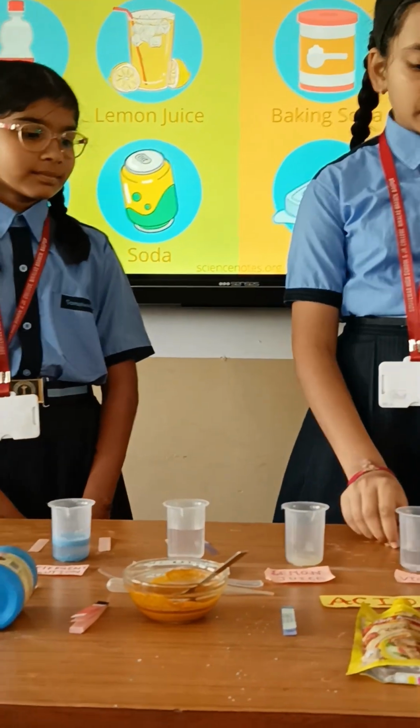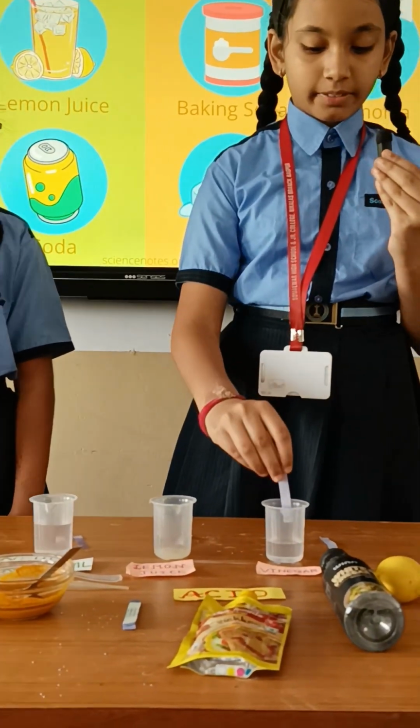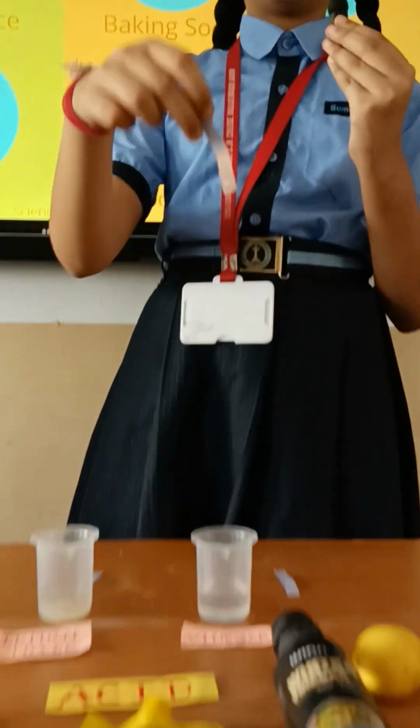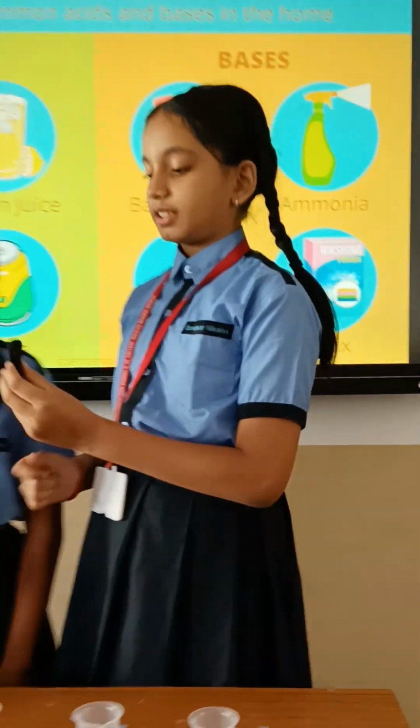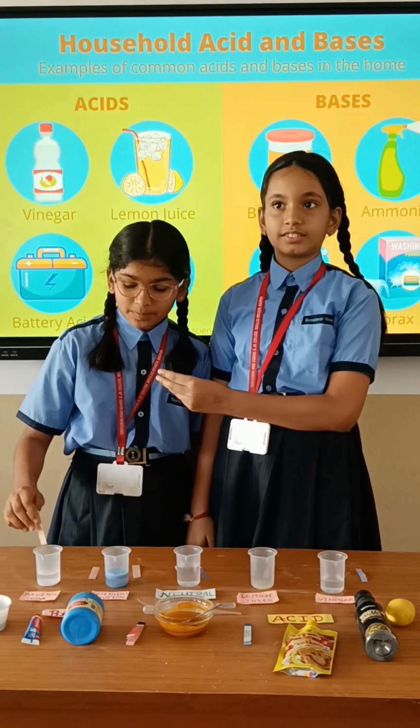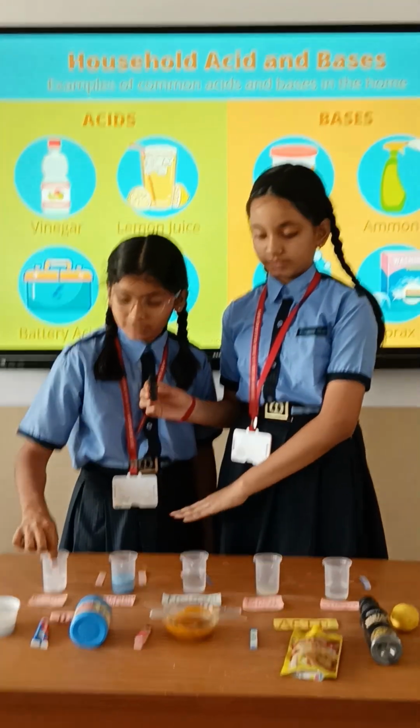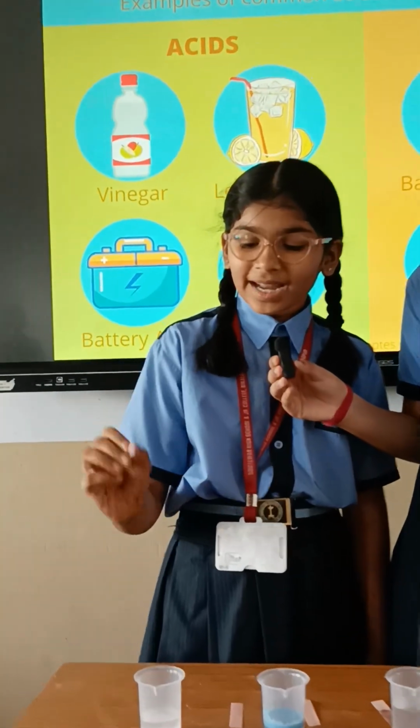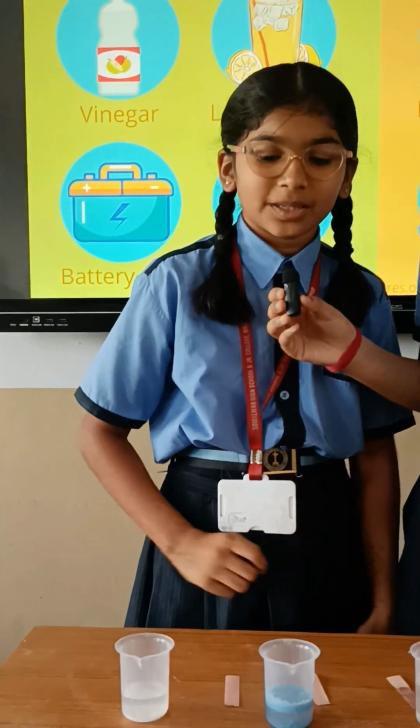Now we will dip the blue litmus paper in the vinegar. It turns into red. Isn't it magic? That means it is an acidic substance. Now we will dip red litmus paper into baking soda solution. It turns into blue. That means baking soda is a basic substance.